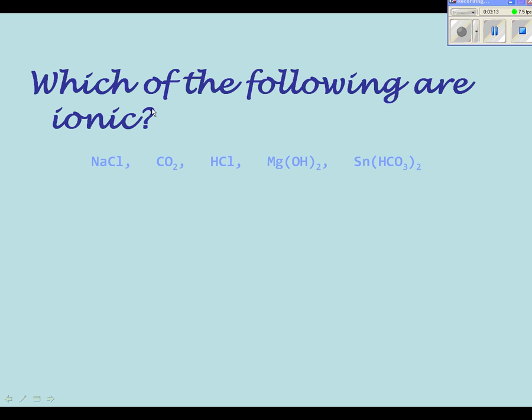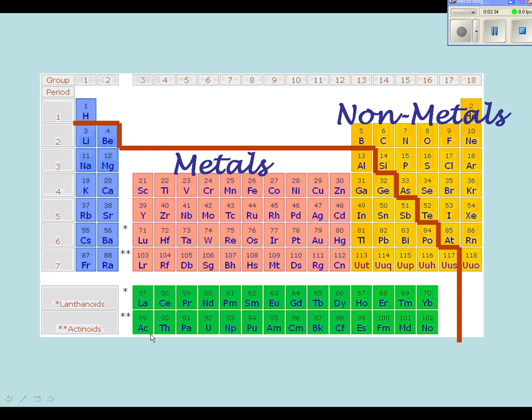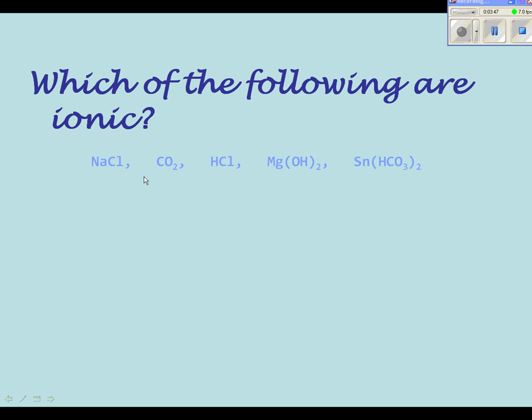So let's just see if you've understood. Here's a little quiz. Which of the following are ionic? NaCl. Many of you would know that sodium is a metal and chlorine is a non-metal. If not, you go back to the periodic table and we look for sodium. Sodium here is on the left-hand side of the periodic table. Chlorine here is on the right-hand side of the periodic table. Sodium chloride is a compound of a metal with a non-metal, so it's ionic. So yes, sodium chloride would be ionic.